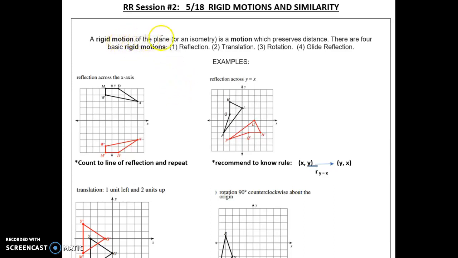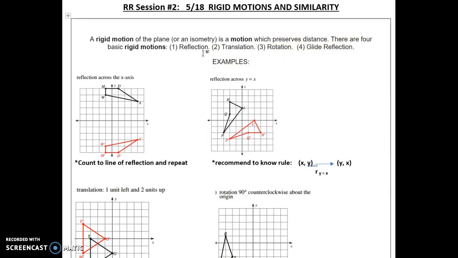A rigid motion of a plane is also called an isometry, although we don't see that word as much anymore. It's a motion that preserves distance, so a rigid motion does not change size or shape. There's 4 rigid motions, 3 of which we do quite a bit of, and then the 4th one is mentioned randomly. The first one is a reflection, the second one is a translation, the third one is a rotation, and the 4th one is called a glide reflection.